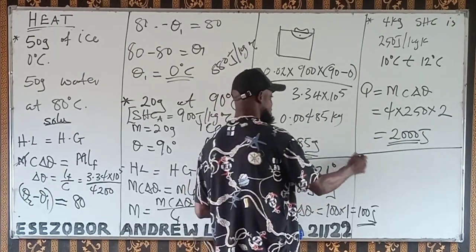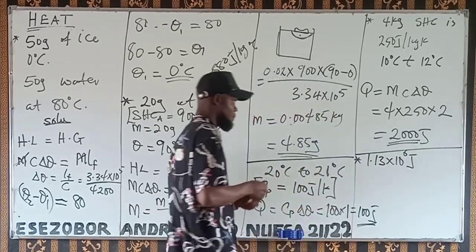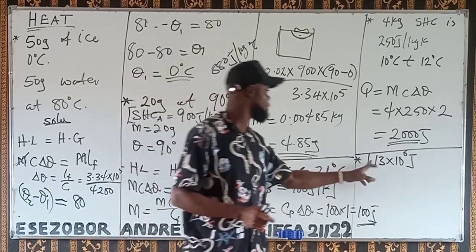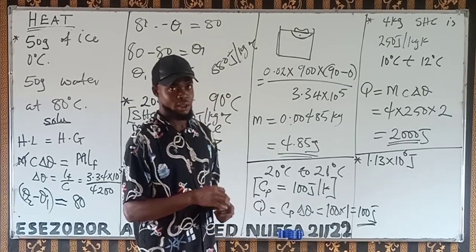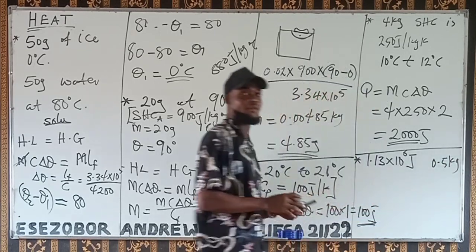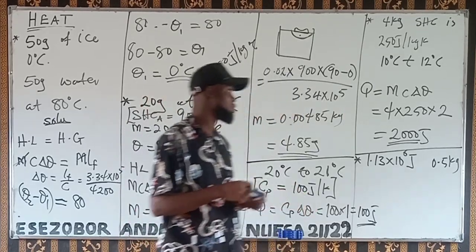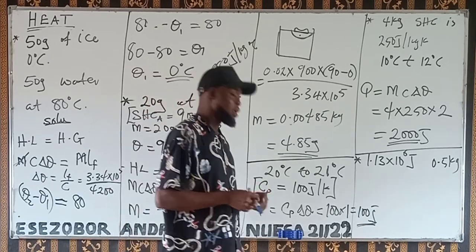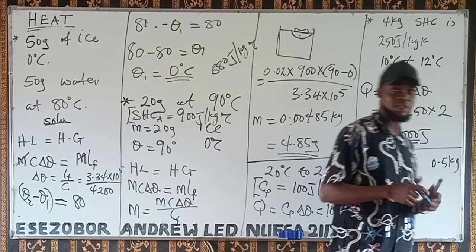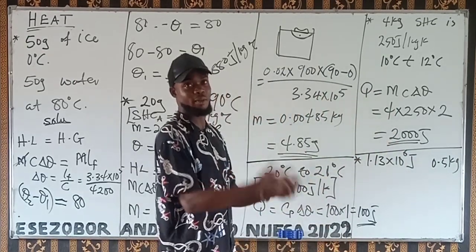Let's look at this question. If 1.13 times 10 to the power 6 joules of heat energy is required to convert 0.5 kg of boiling water to steam, calculate the latent heat of vaporization of water. So the question is, if we use this heat to convert this boiling water to steam, what is the latent heat of vaporization of this water?